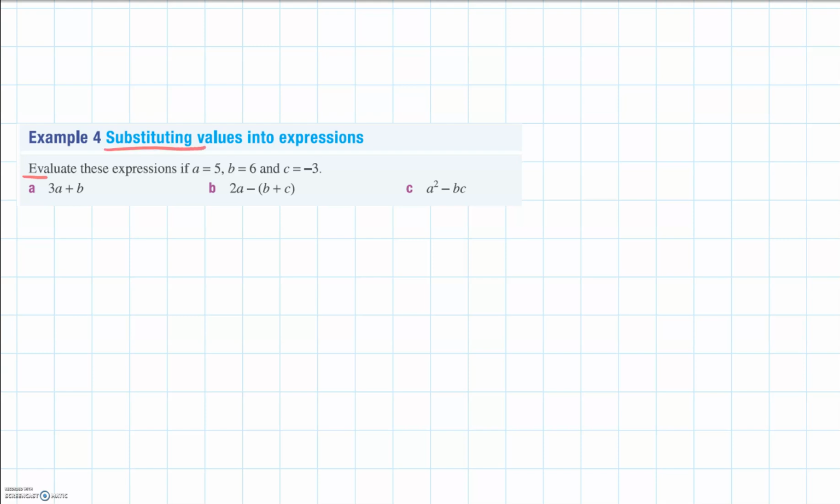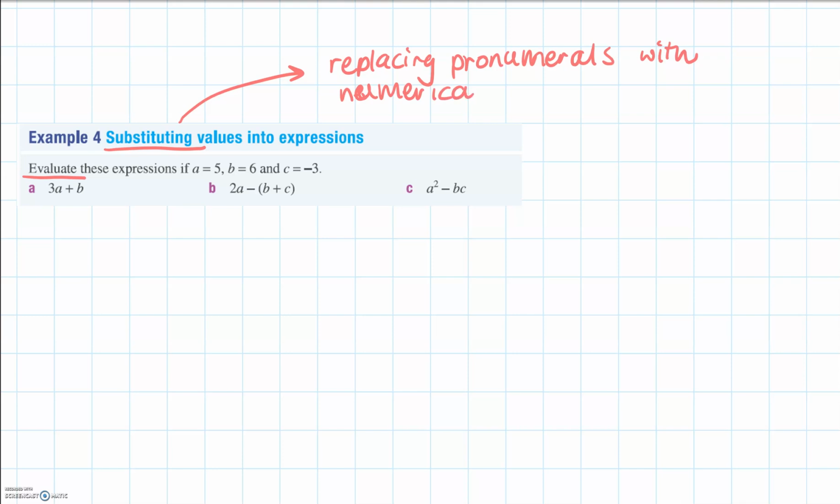So when you see the word substitute, or sometimes in questions they'll also ask you to evaluate, what they're asking you to do is to replace values into your pronumerals. So you're replacing pronumerals, our letters that we were talking about before, with numerical values. Now, a few notes about this.